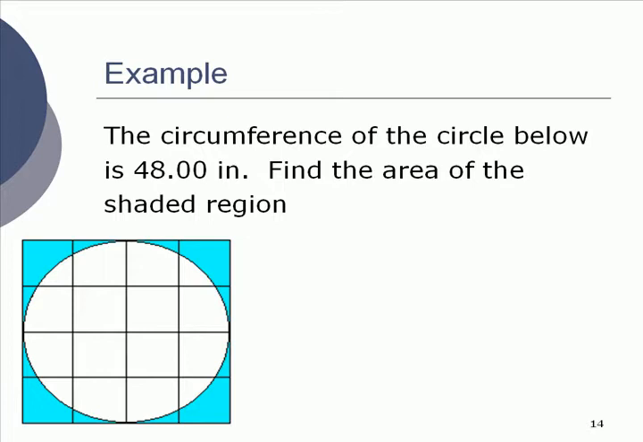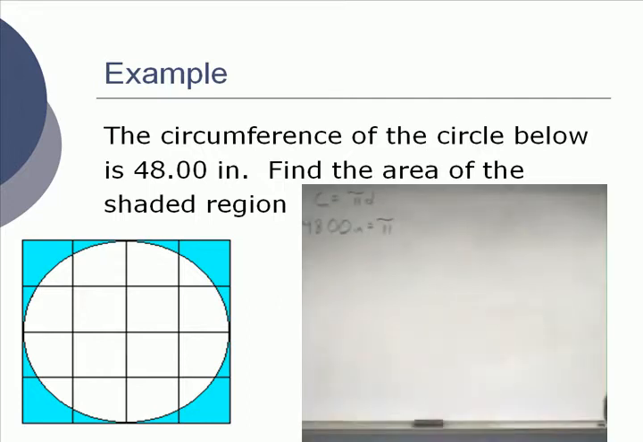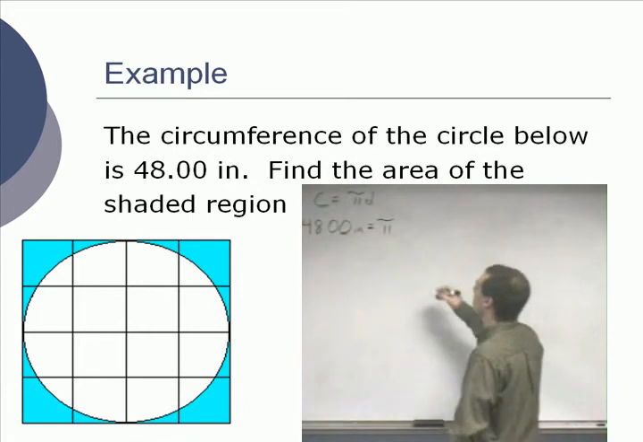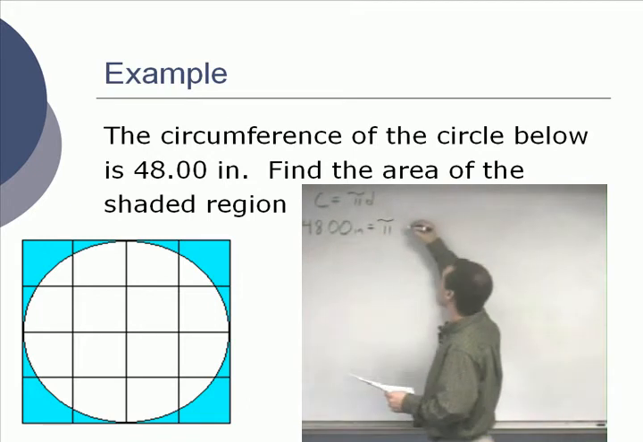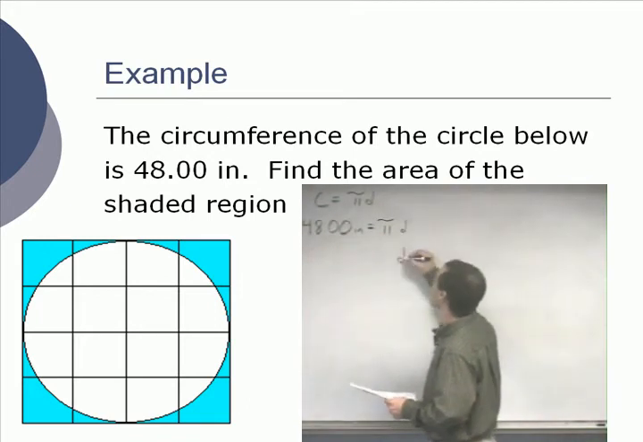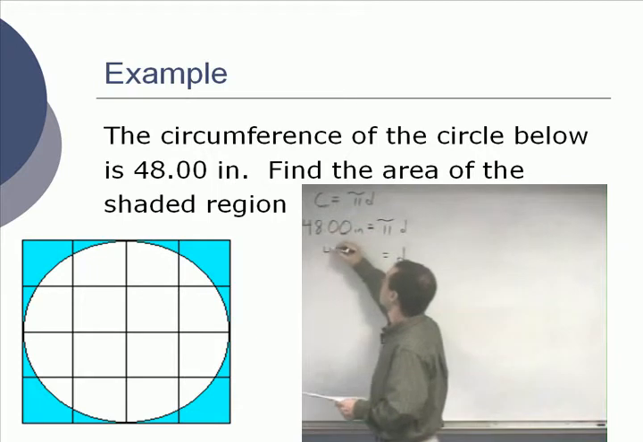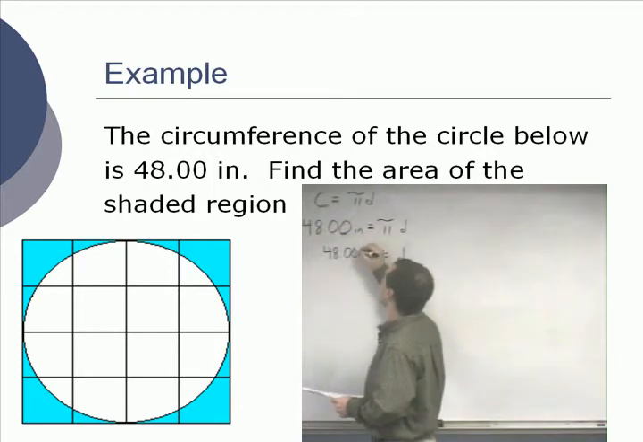The circumference of that circle is 48.00 inches. Find the area of that shaded area, the blue one. We will always use the pi button on your calculator because if you use 3.14, you're always limiting yourself to 3 sig digs in everything you do. If you use the pi button on your calculator, you've got like 12 sig digs. Pi will not typically limit your sig digs. So pi times diameter, which means our diameter is going to be 48.00 inches divided by pi.